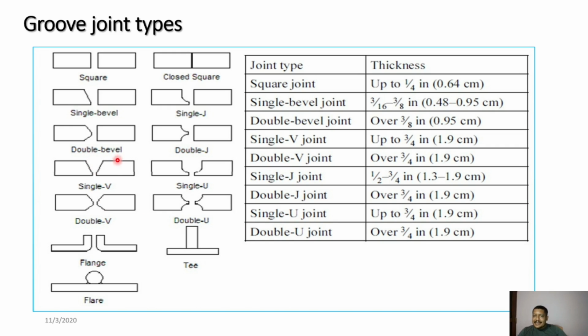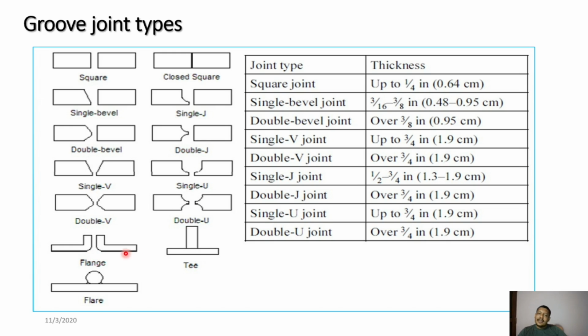You will have single V up to 1.9 centimeter, double V more than 1.9 centimeter, double U up to 1.9 centimeter. Whatever the groove you are making, you have to melt and deposit the molten metal into all of these areas. Then double V, the double U is shown.